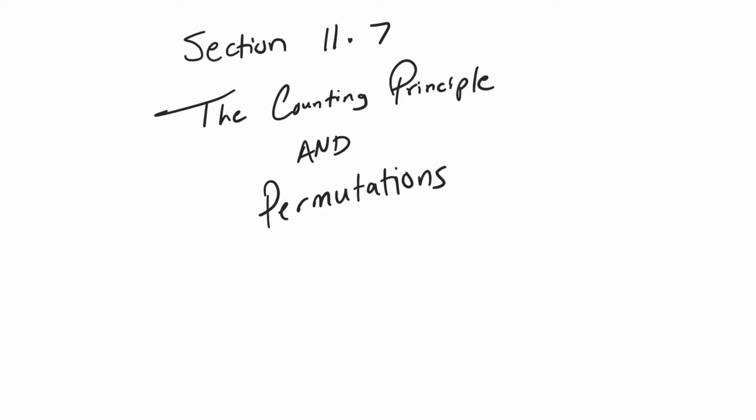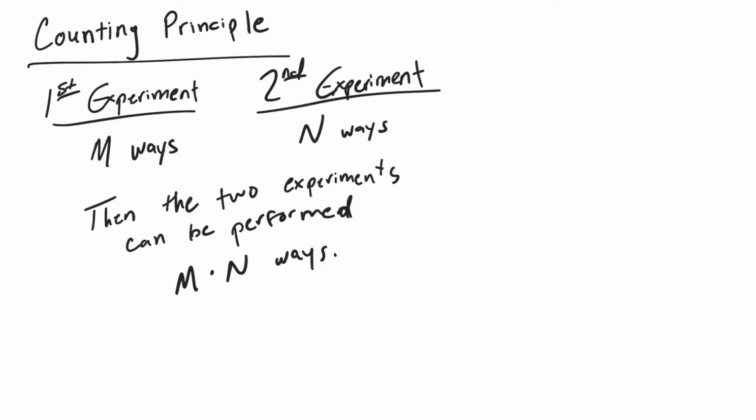So here we go. In general, the counting principle says that if we have two experiments, and we can perform the first experiment in m ways, and we can perform the second experiment in n ways, then the two experiments can be performed m times n ways.